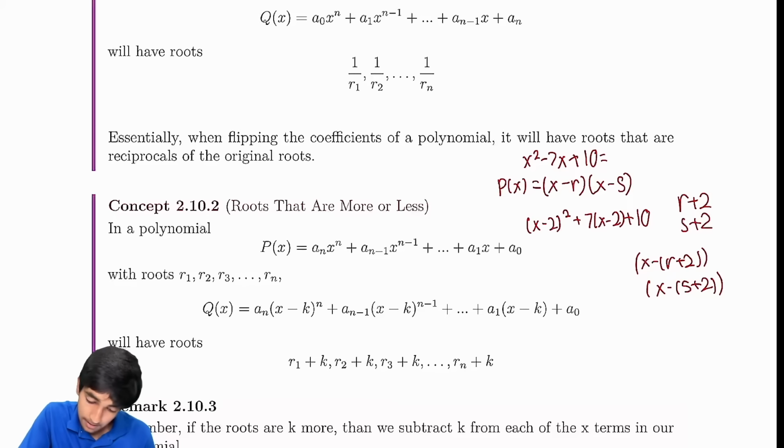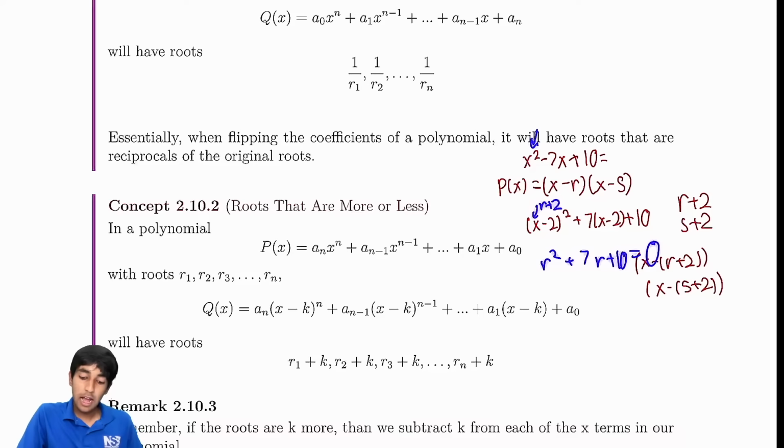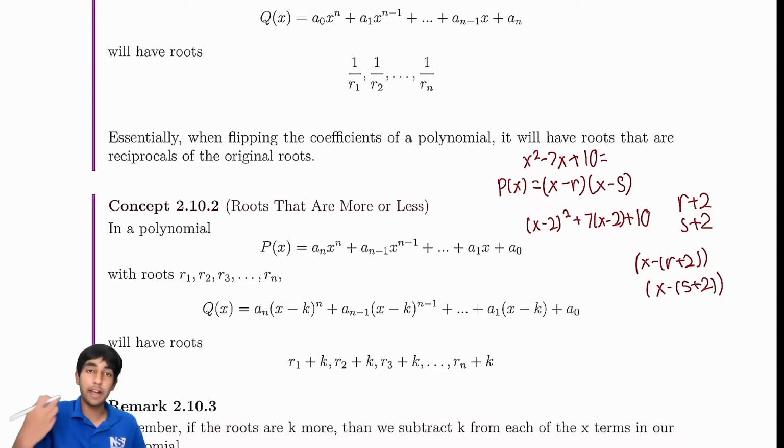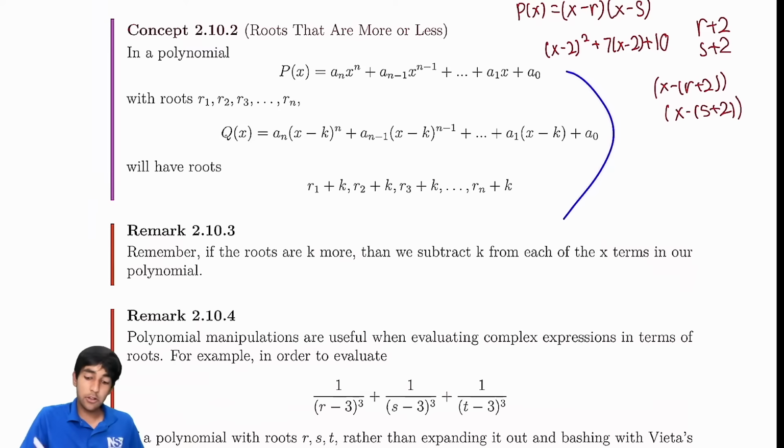Why? Because let's say r is a root of this. Now we put in r plus 2 here, and we get r squared plus 7r plus 10, and because r is a root of the original, this is equal to 0. So you see how, because we put in x minus 2 for all the x's, our roots are 2 bigger. This is a really neat trick to keep in mind.